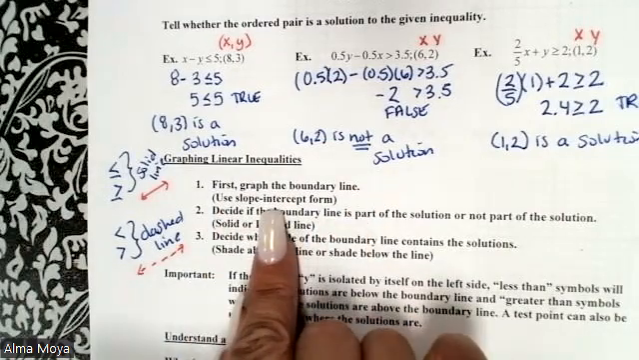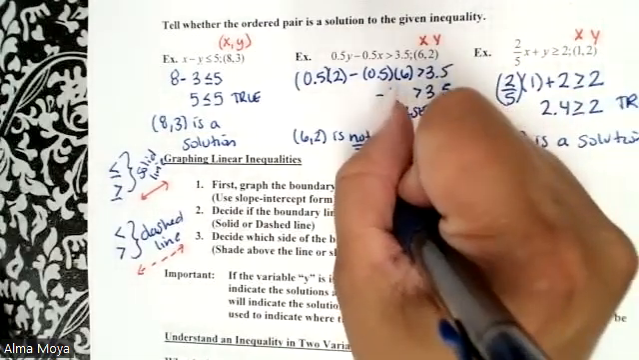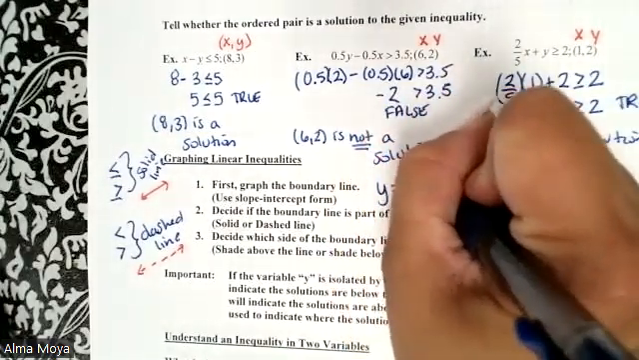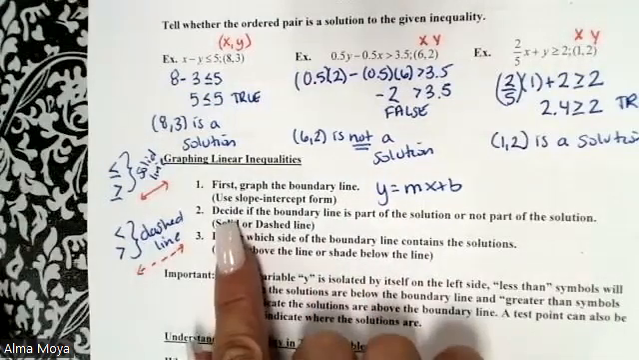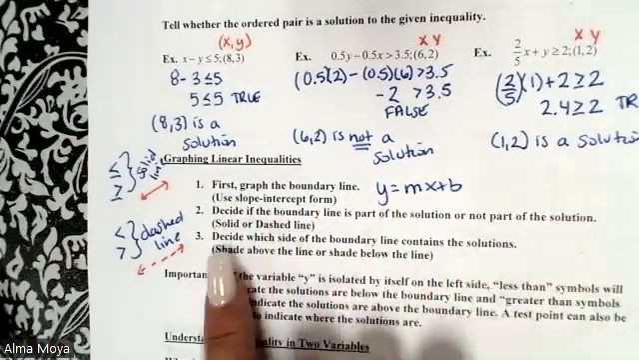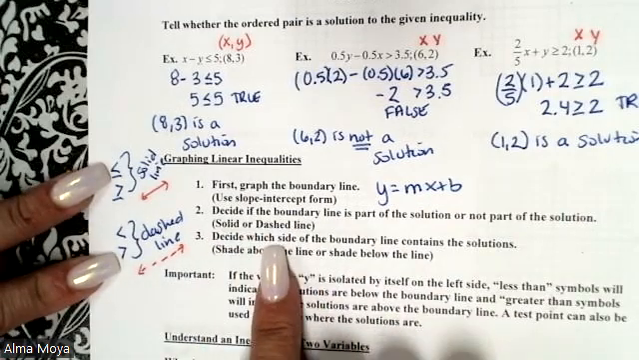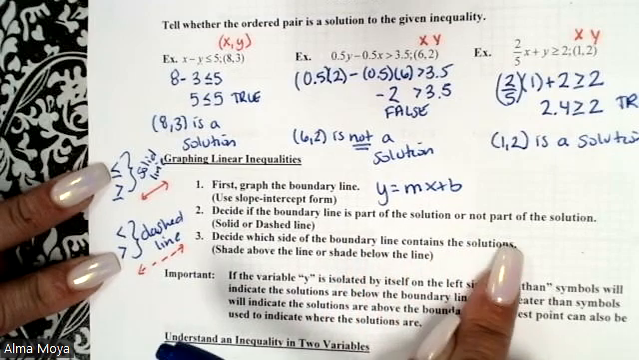So we are going to use slope-intercept form. Slope-intercept form is y equals mx plus b. Now we have to decide if the boundary line is part of the solution or not part of the solution. Is it solid or dashed? This is exactly what I was talking about. And then we have to decide which side of the boundary line contains the solutions.